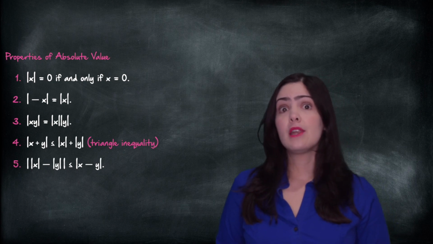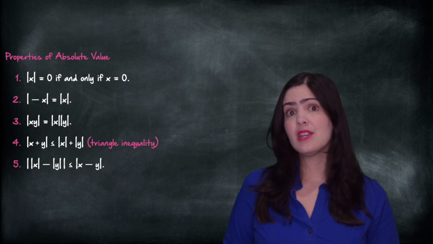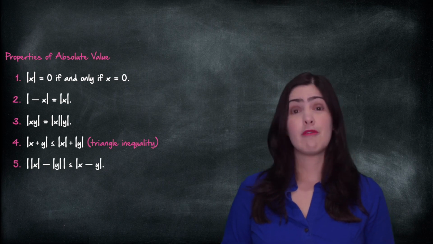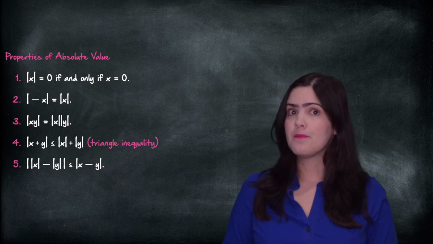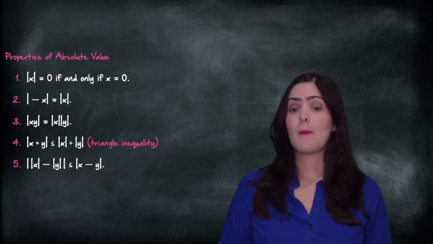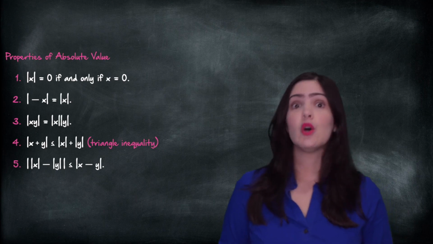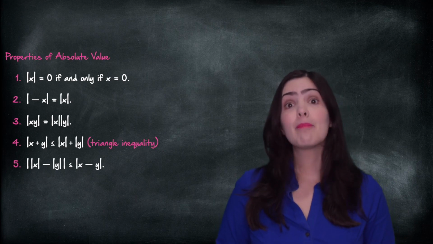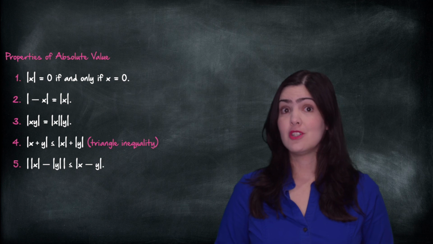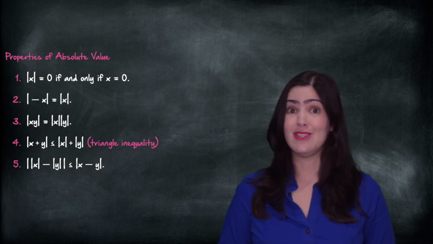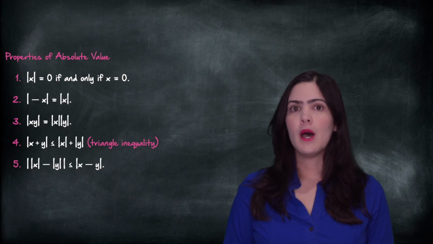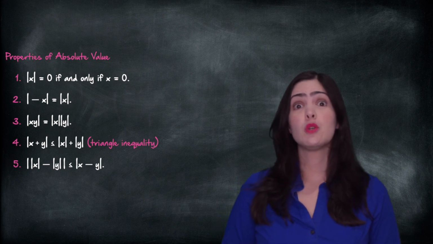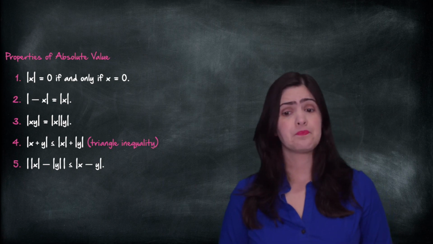Now we have that the absolute value of the product is the product of the absolute values. You can check this by considering a few cases and you'll see that indeed this is the case. However, the same is not true for the absolute value of the sum. When we have the absolute value of x plus y, this is less than or equal to the absolute value of x plus the absolute value of y. Notice, it is less than or equal to, not equal. And this is called the triangle inequality. This one is one of the properties that you're going to be using the most in this course.